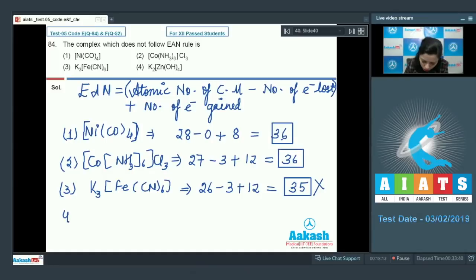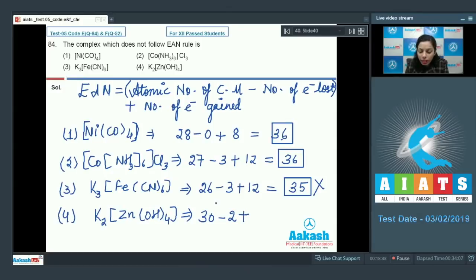Now let's check the next compound also. The next complex that's given here is K2[Zn(OH)4]. In this case, potassium is present, zinc is present, but the central atom is zinc, and its atomic number is 30 minus the oxidation number of zinc, which in this complex is +2. So 2 electrons it is losing. Further, 4 ligands are there, OH is the ligand, so a total of 8 electrons it is gaining. So 28 plus 8, it becomes 36 once again, and if it is 36, it is following the EAN rule. Only one complex is not following the EAN rule, and that is given in option 3. That's why the correct answer is option 3.